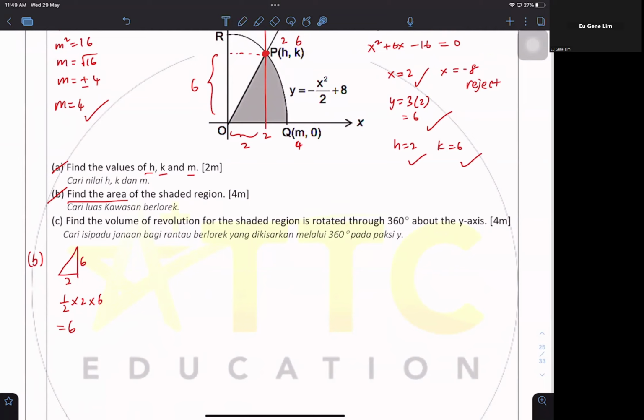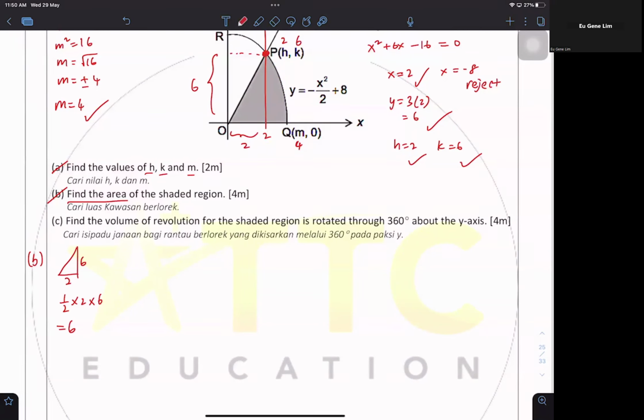Okay, then next, how about the area on the right hand side? How should we find this area? Now you see, you should integrate, right? Because you want to find the area between this curve and the x-axis, this part. From where to where? From 2 until 4. Understand? So from 2 until 4.